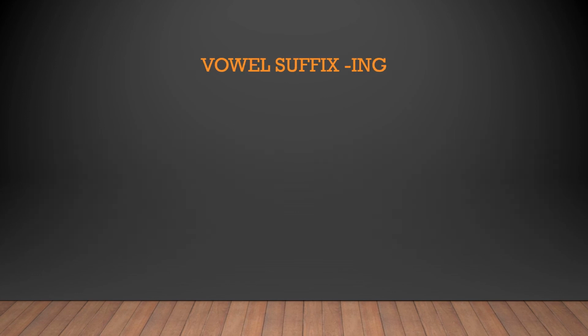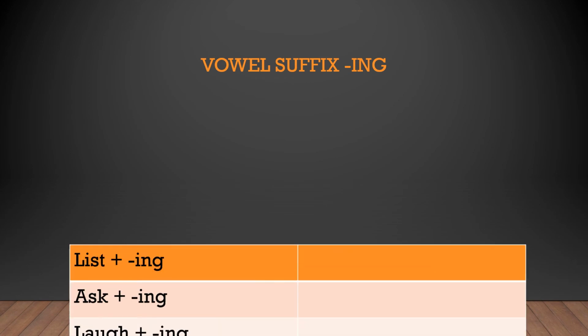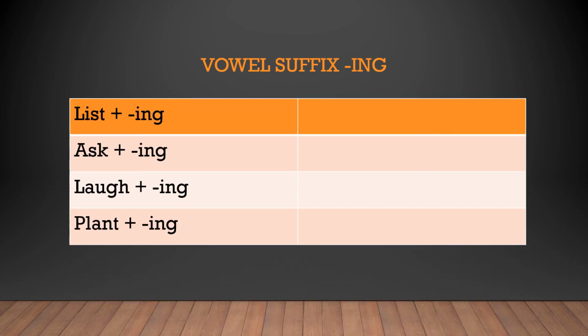Let's move on to our vowel suffix ing. Here I've listed some base words. We have the base word list plus vowel suffix ing. What word will we have? Listing. Next, we have the base word ask. When adding the vowel suffix ing, we have the word or derivative asking. Some of you may be asking yourself, when might this be over? It means you're asking yourself that right now.